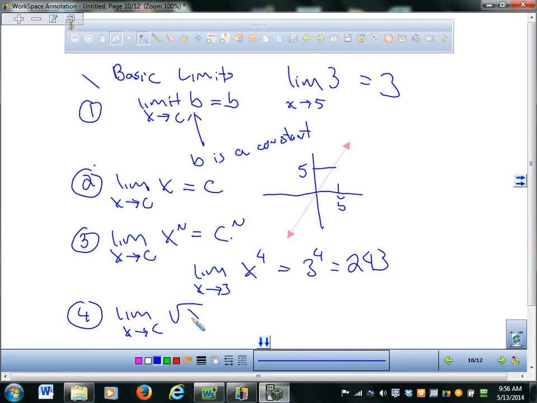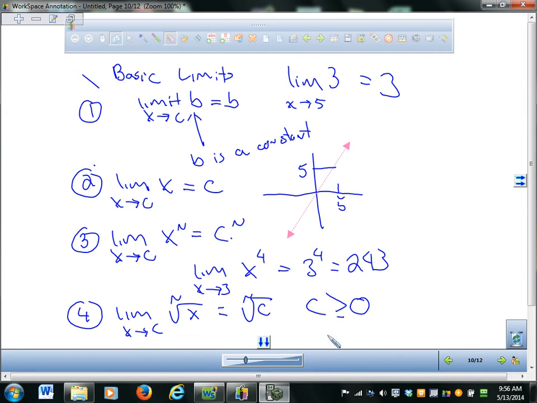So the limit of the nth root of x is just equal to the nth root of c, provided c has to be what? c has to be greater than or equal to 0. In the book they say it's greater than 0. I might have to think about that more.